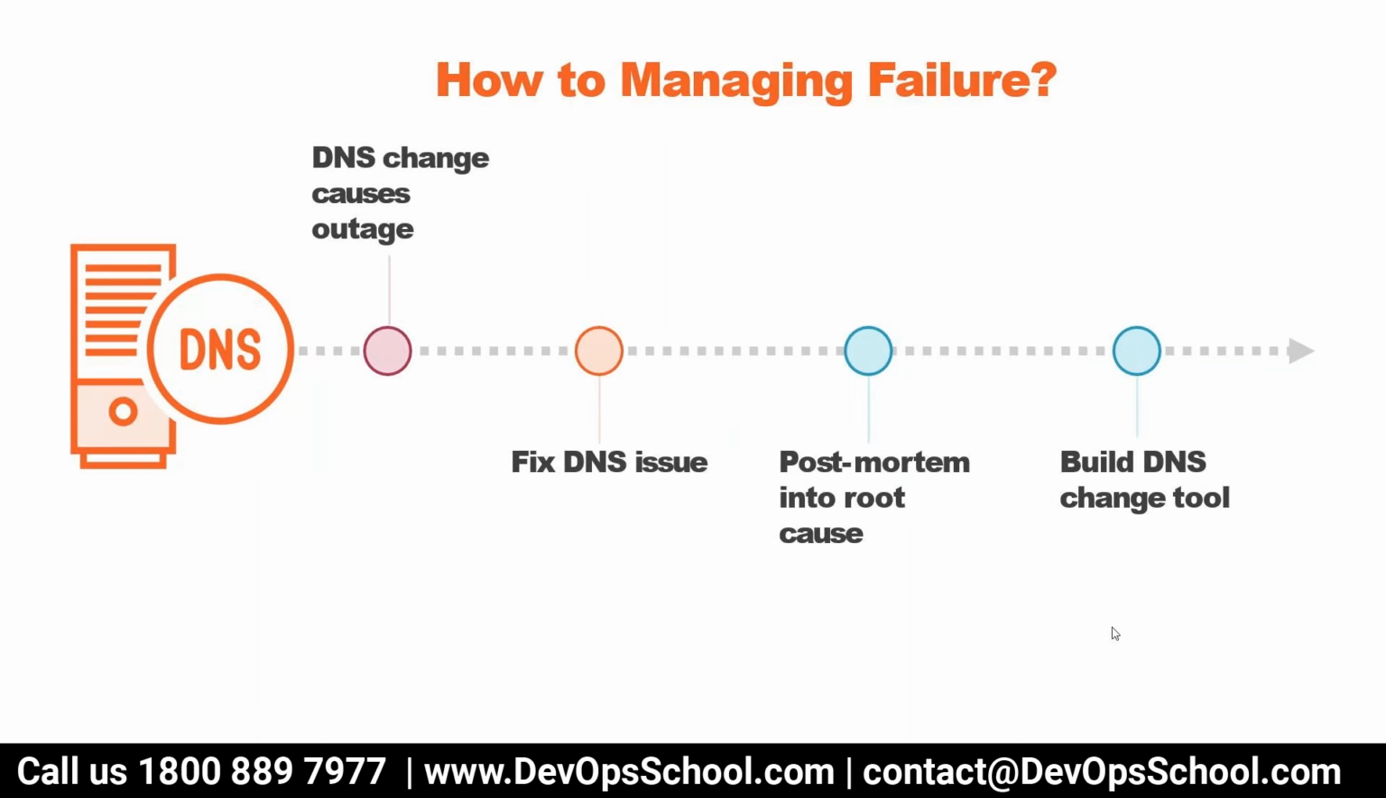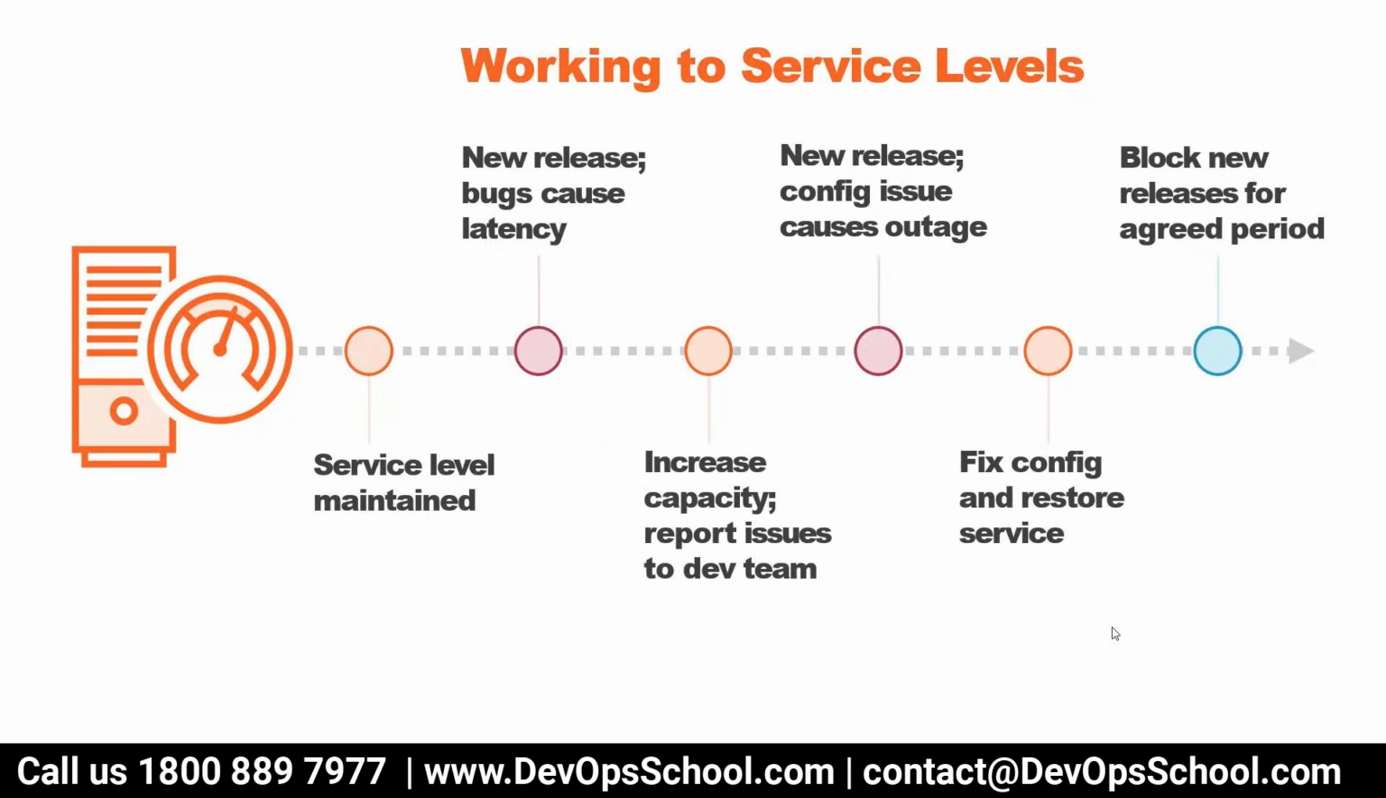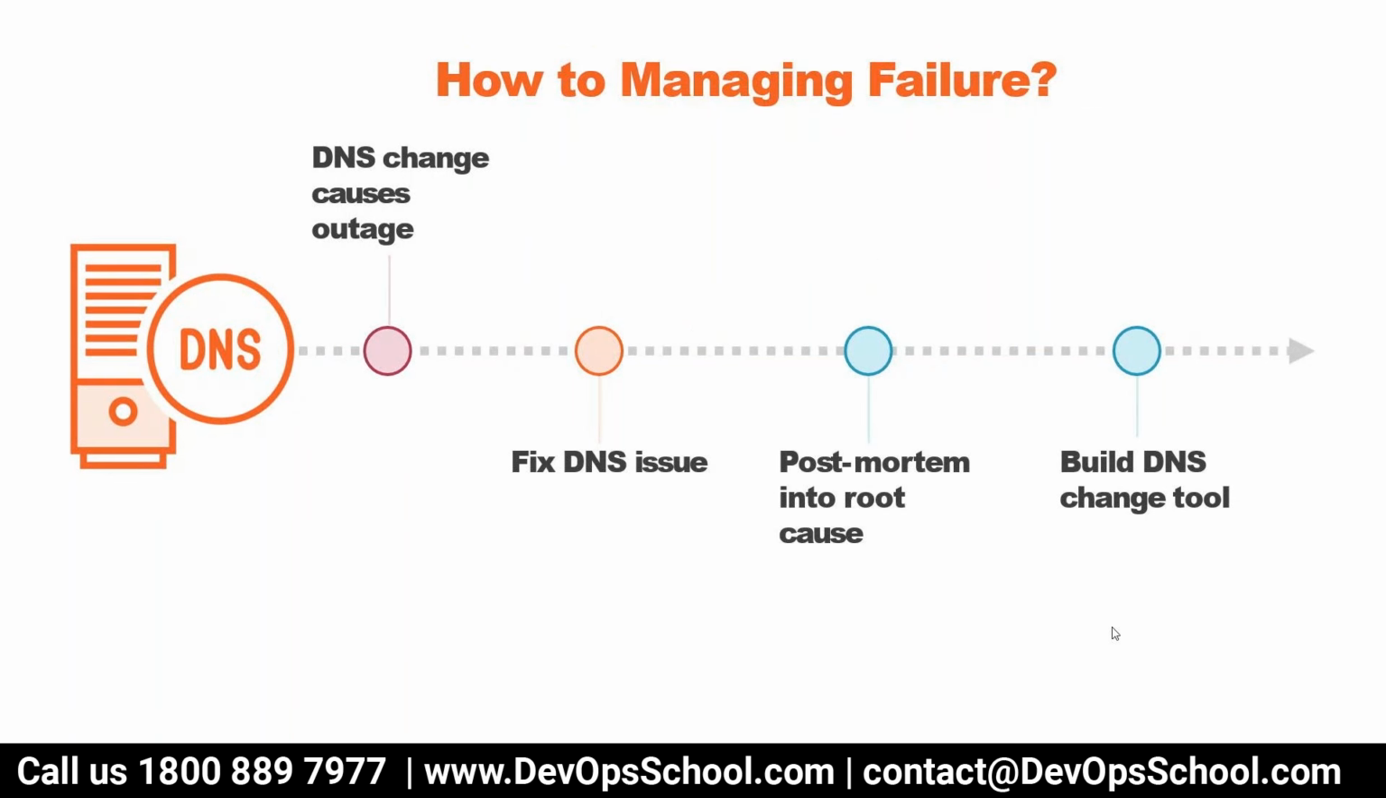So here what we have, how to manage failures. So this is a service level, how to manage the failures. So here you have a DNS change cause outage. That means DNS change like Route 53 and all. So you fix the DNS issues, you did the postmortem, build the DNS change control tool which can manage this change, whatever that, so avoid the failures. So how to manage the failure? This is one of the incident which you can think about it.